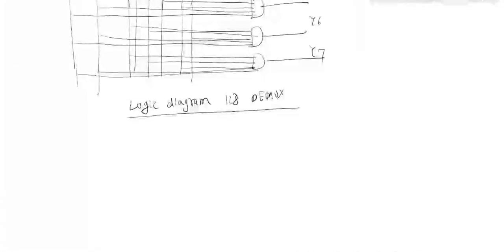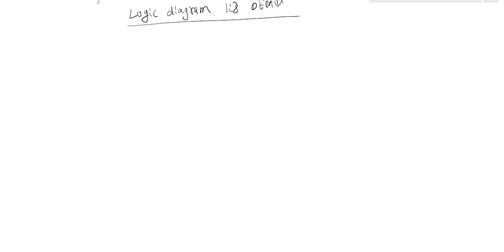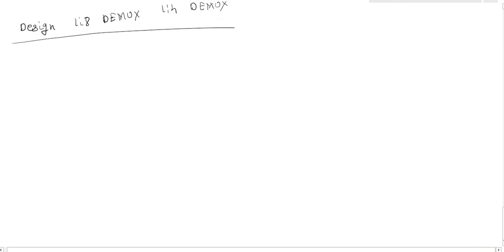Or if you want to implement a 1:8 demultiplexer using 1:4 demultiplexers, then what will you do? You will use two 1:4 demultiplexers and design the 1:8 demultiplexer. Now, how to design a 1:8 demux using 1:4 demux, that we'll see here, which is nothing but expanding the demultiplexers, or using demultiplexers in the cascading mode.